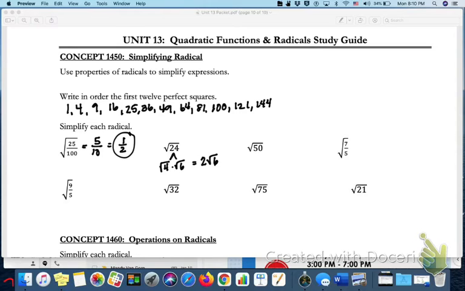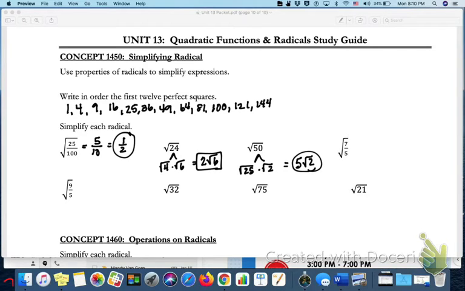Square root of 50. The largest perfect square that goes into 50, not 49, not 36, but 25. 25 times 2. When I take the square root of 25, I get 5, so my final answer is 5 square root of 2.